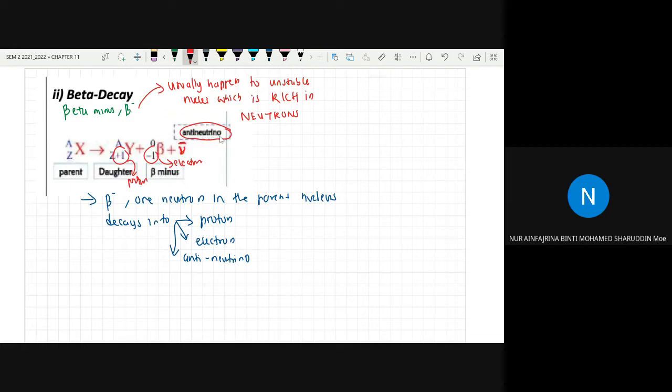So if you look here, does the proton number increase or decrease? Your Z. Increase. Very good. So proton number increases by 1. And your neutron number will decrease by 1. And also your nucleon number, if you look here, your A remains unchanged. Nucleon number remains unchanged.